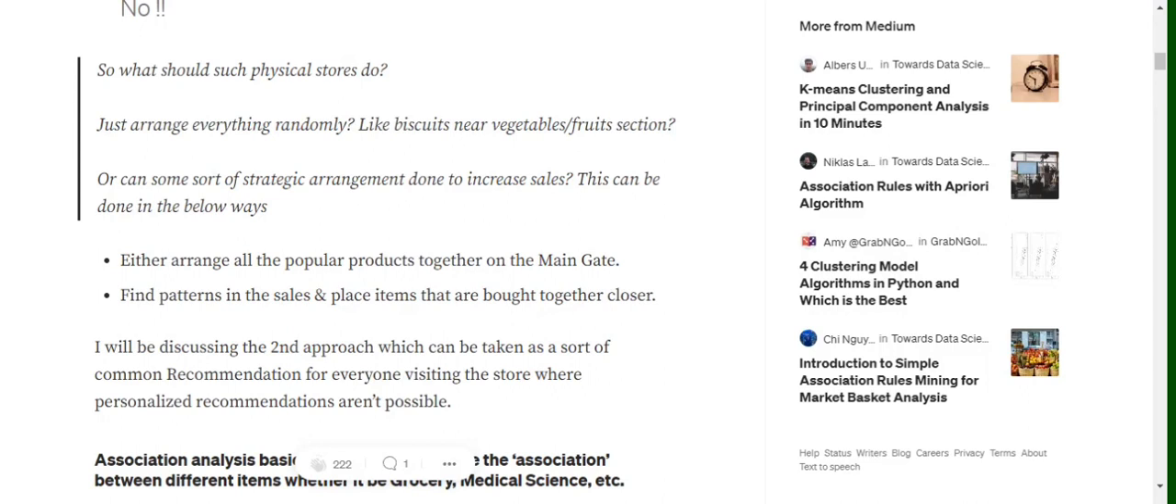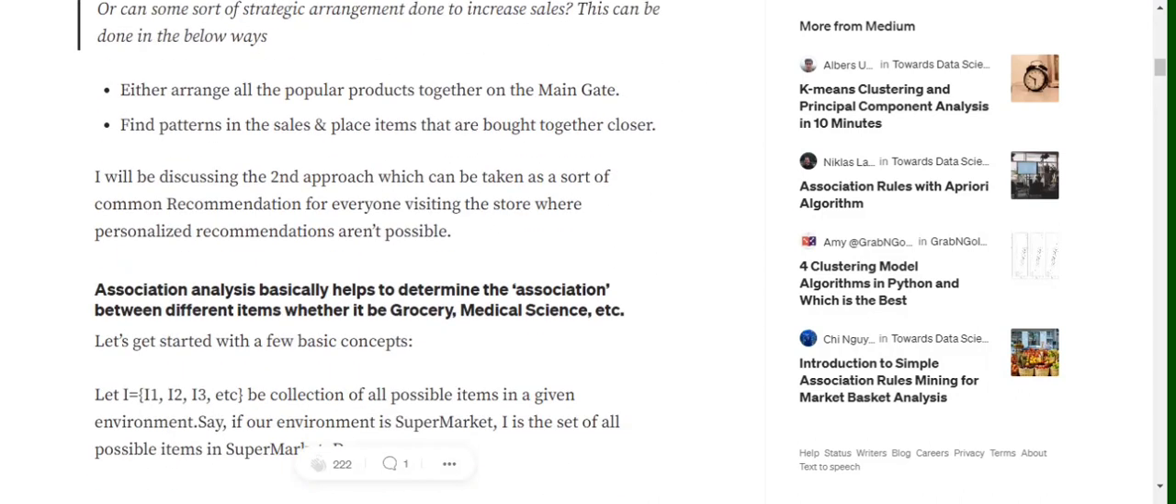The other is that we try to figure out patterns in sales and place items that are bought together close to each other. Hence, if a person is coming to buy bread, there are high chances that he might buy milk or butter as well. So we find such patterns in the sales data, and eventually we can figure out such combinations. Association rules basically help us in determining this association between different items in grocery or e-com, etc. So this is what association analysis means.